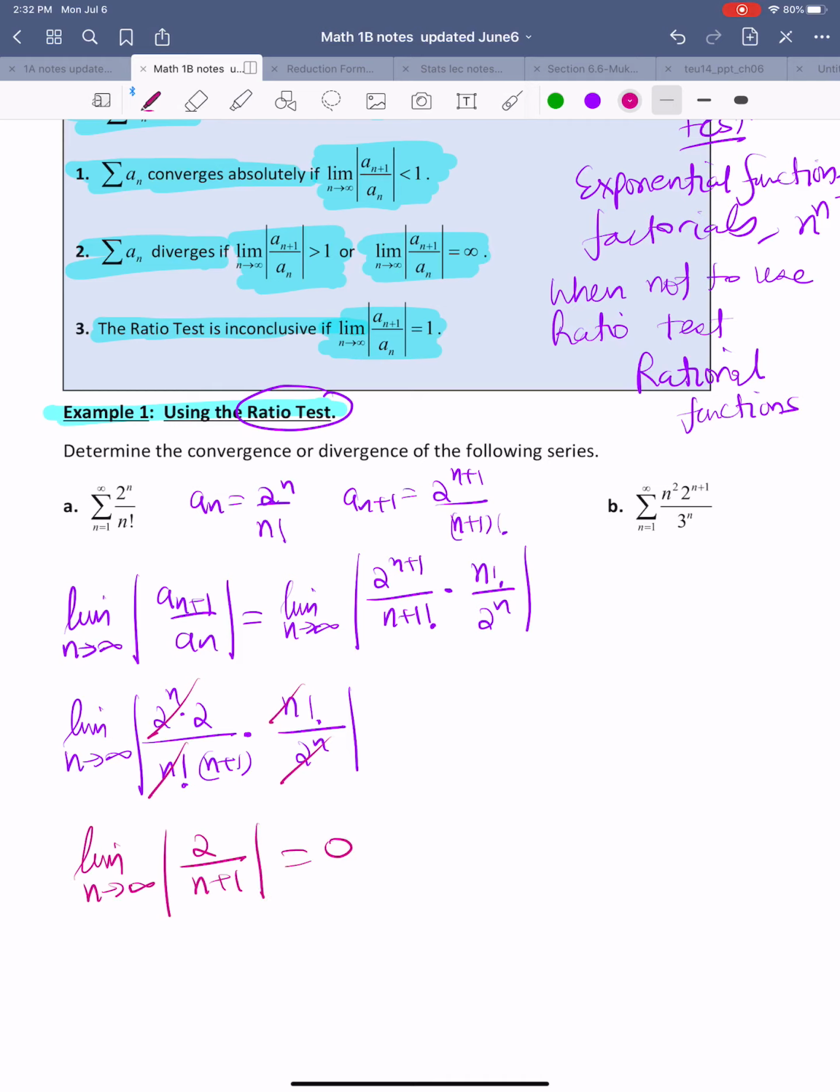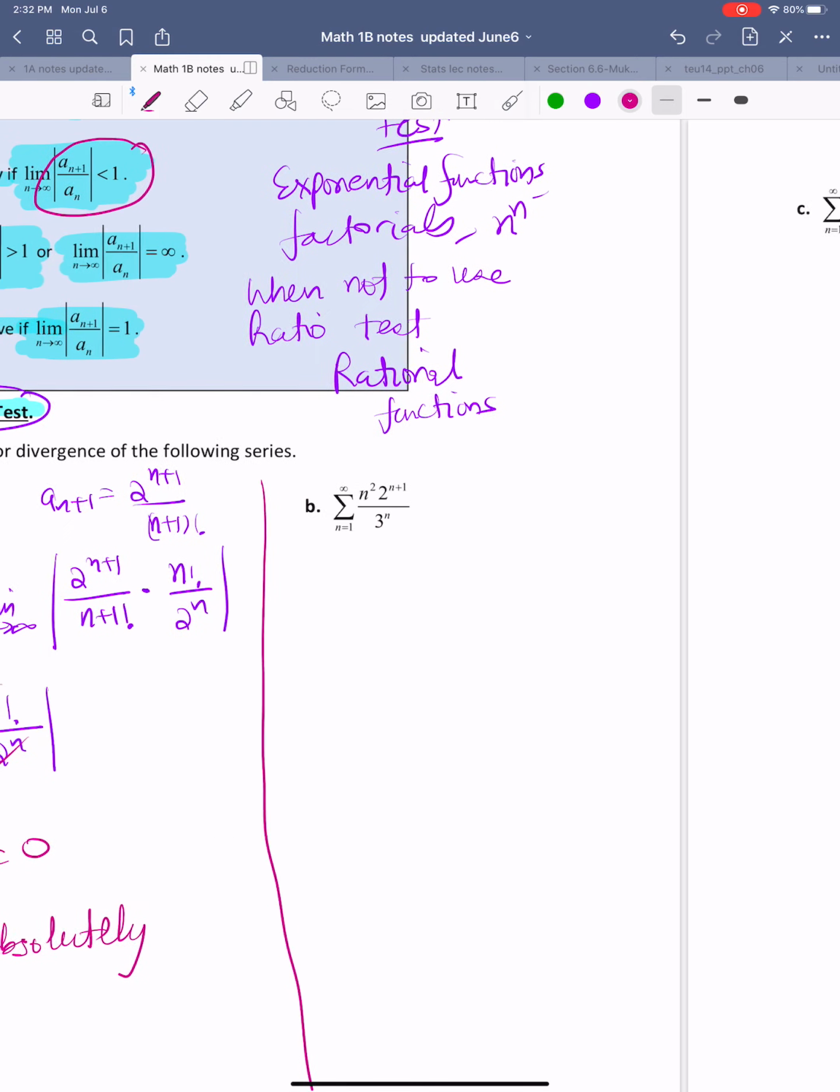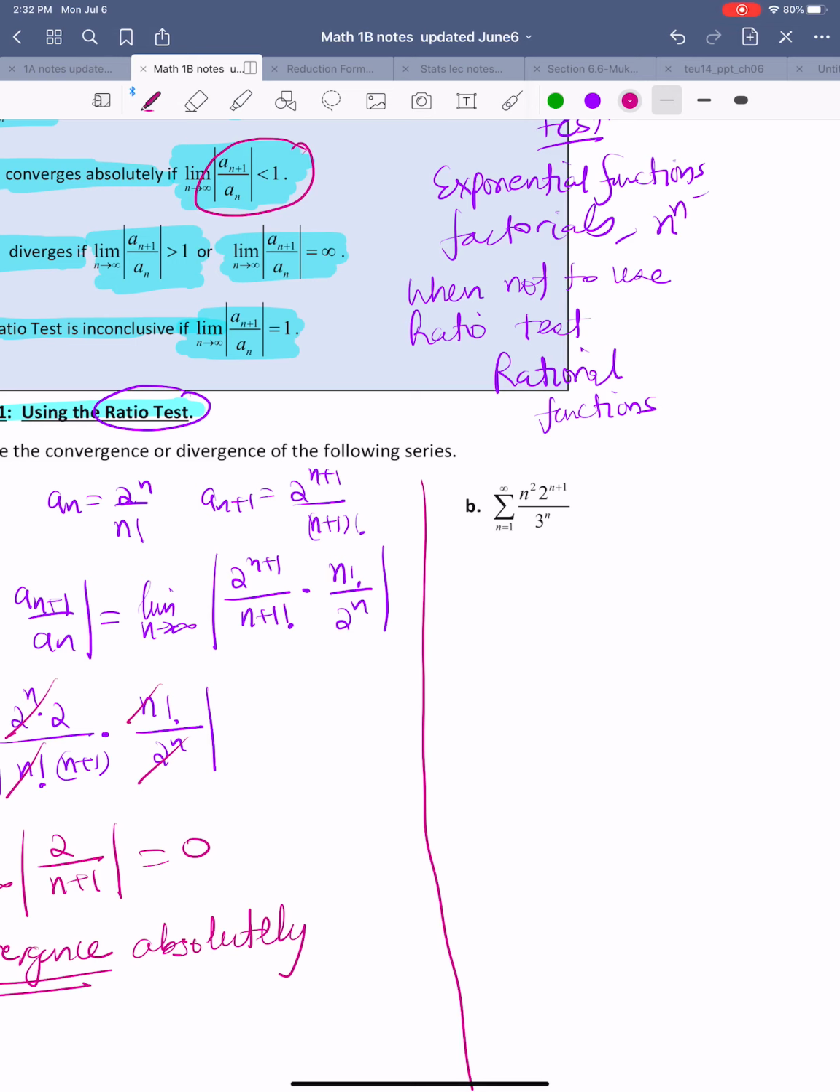So this turns out to be less than 1. If it's less than 1, we have absolute convergence. The series converges absolutely.